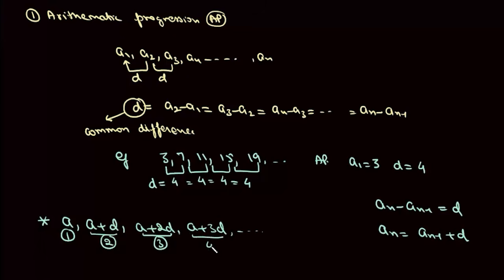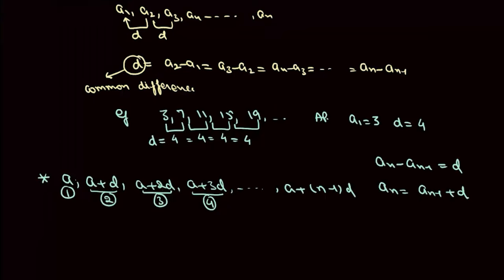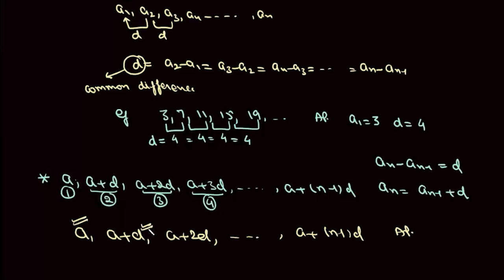this is your fourth term. So for the nth term, we can write this as A plus, for 1 the coefficient of D is 0, for 2 the coefficient of D is 1, for 3 it is 2, for 4 it is 3. So it will be A plus (n minus 1) into D. So this is how we generally write an AP. So any sequence which is of the form A plus D, A plus 2D, up to A plus (n minus 1)D will be an AP whose first term is A and whose common difference is D.